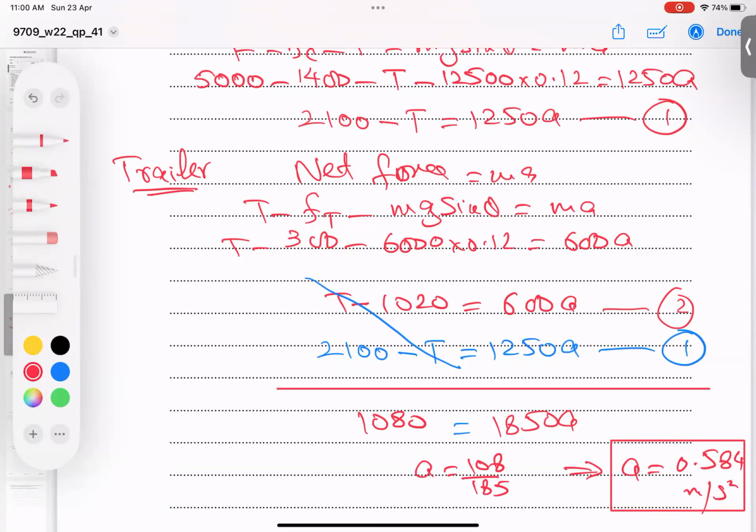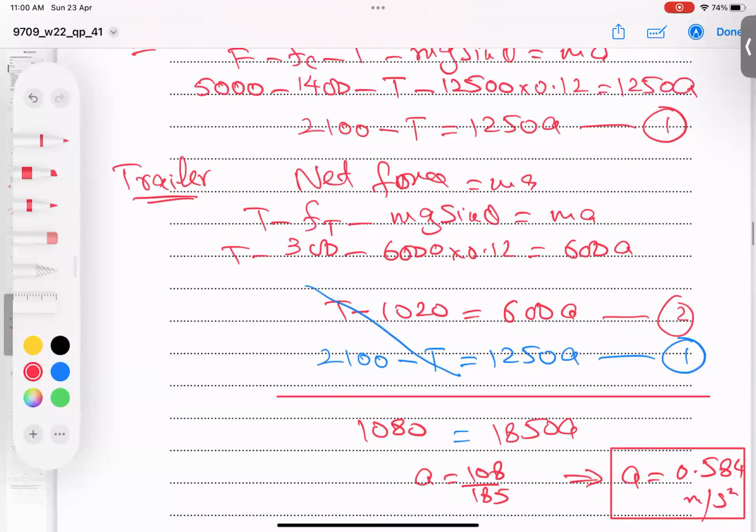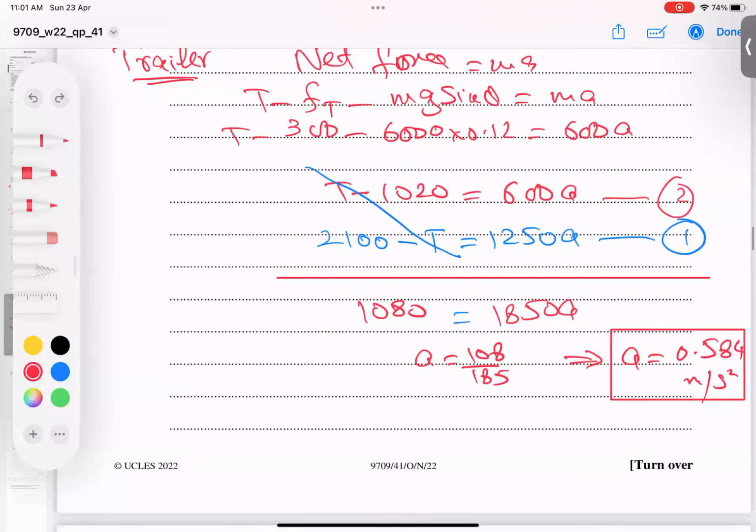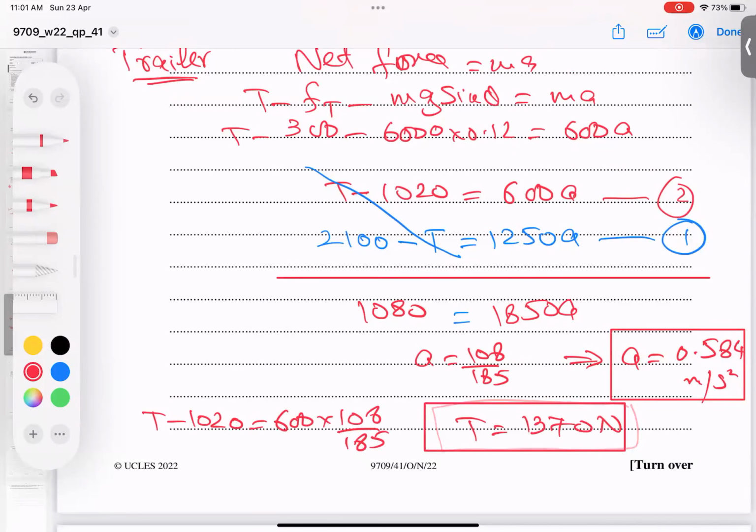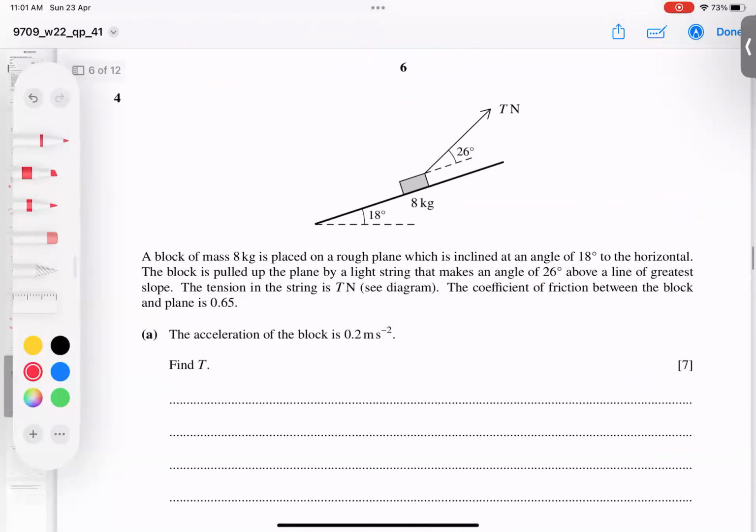Now students, he is asking for tension also. I can plug this acceleration value in here, or I can plug it in here. 2 is better. Tension minus 1020 equals 600 times 108 over 185 for more accuracy. And finally, I get tension 1370 after 3 SF. So I hope the point is clear. Question number 4.